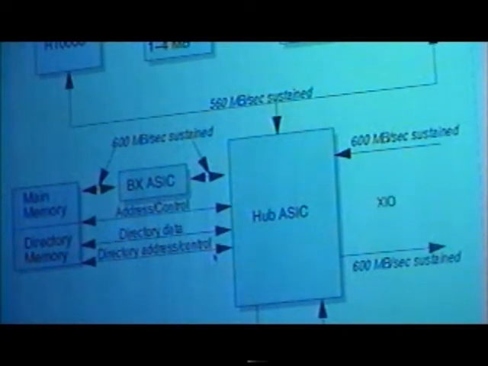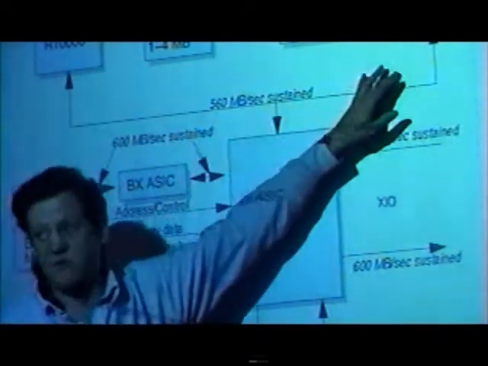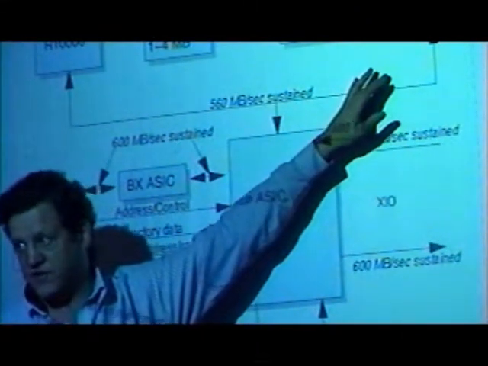By the way, what's the disadvantage of putting 4 CPUs on the Origin 3000 out there? What's the disadvantage?